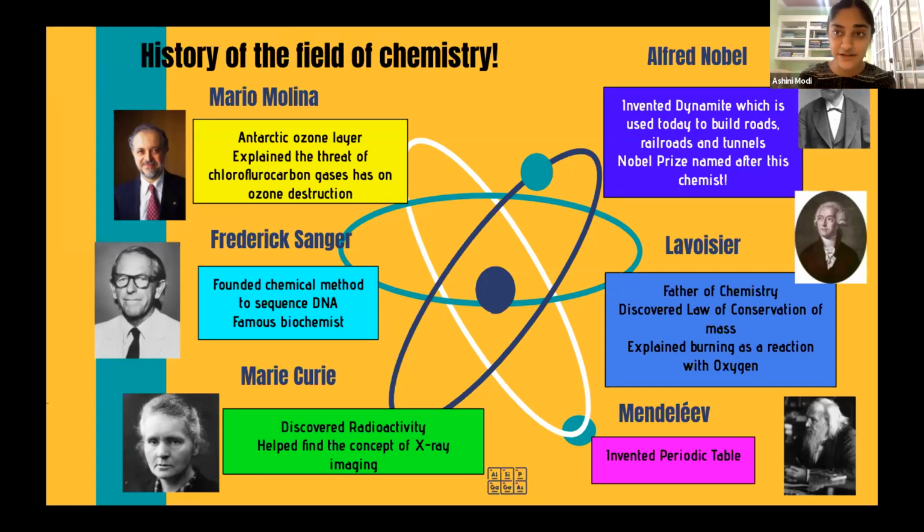You have Frederick Sanger, who founded the chemical method to sequence DNA. He was a famous biochemist. And you have Mario Molina, who studied the Antarctic ozone layer and explained the threat that chlorofluorocarbon gases have on the destruction of our ozone layer. So today what we're seeing is that our environment is getting really hot, and that's causing global warming. So Mario Molina is one person who's helping to explain the threat that some gases on Earth are having in the destruction of our ozone layer.